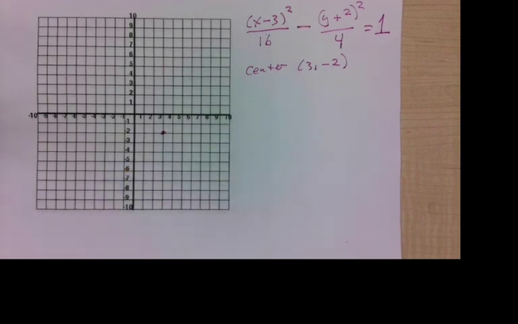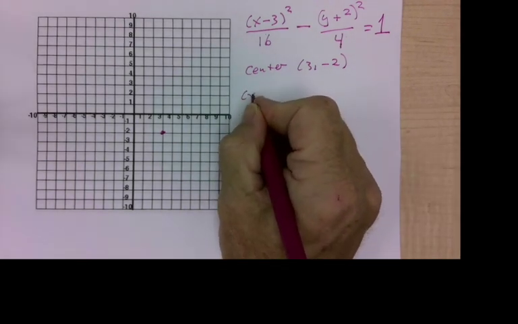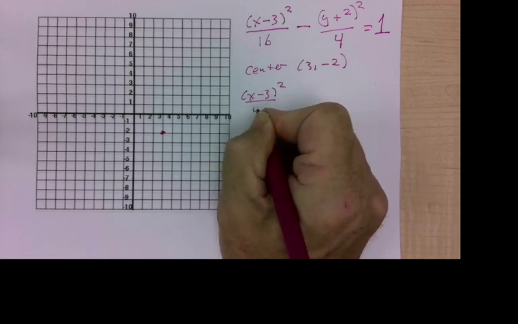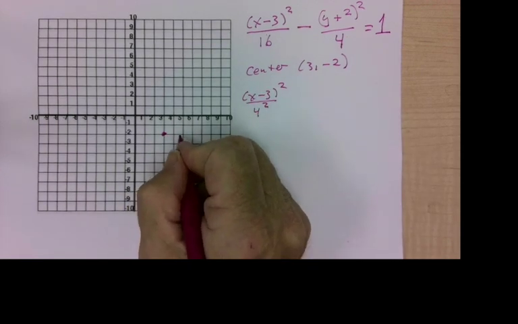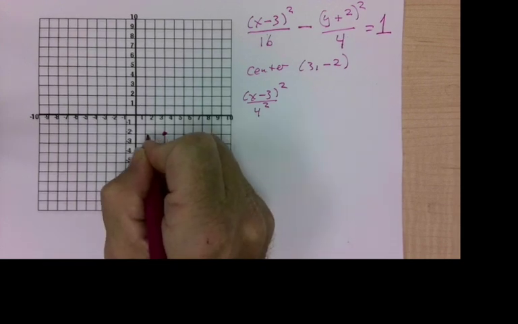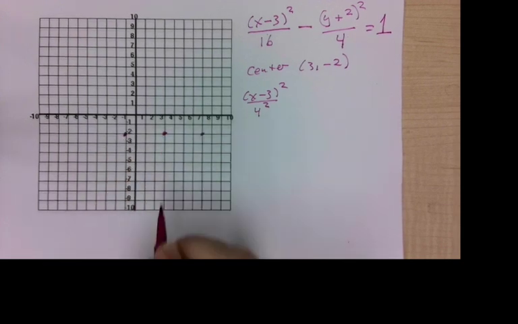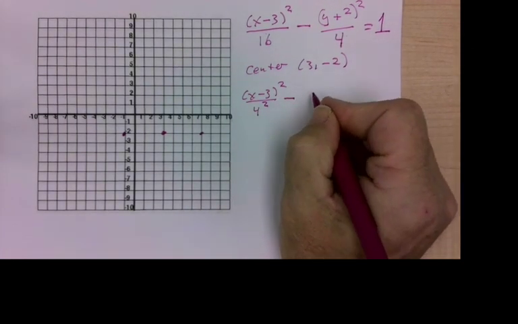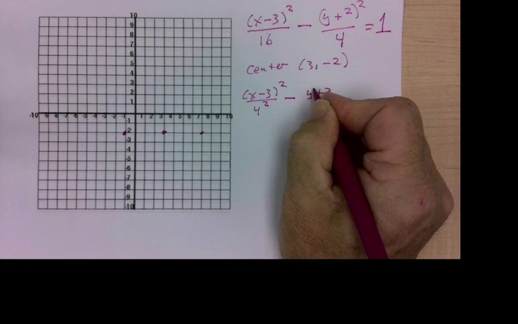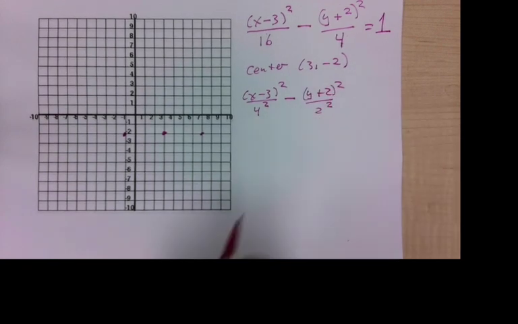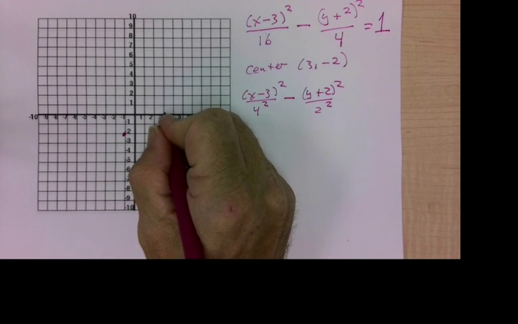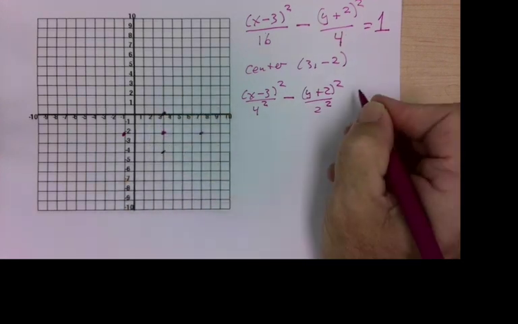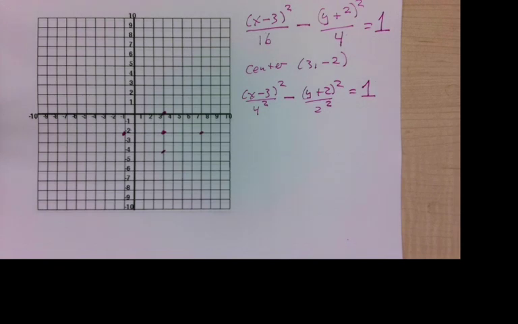So we'll label that in terms of our center. We need to see what our span is. What is our span in the x direction? What is our span in the y direction? So we have x minus 3 squared over 4 squared. So we're going to move 4 units in the x direction. 1, 2, 3, 4. 1, 2, 3, 4 to make our box. Minus y plus 2 squared over 2 squared. So we're going to move 2 units in the y direction. 1, 2 up, 1, 2 down, equals 1.